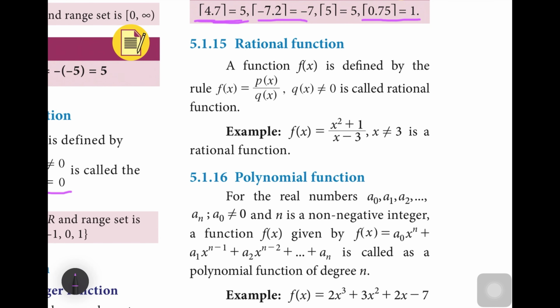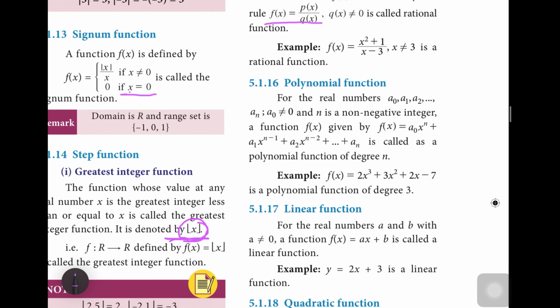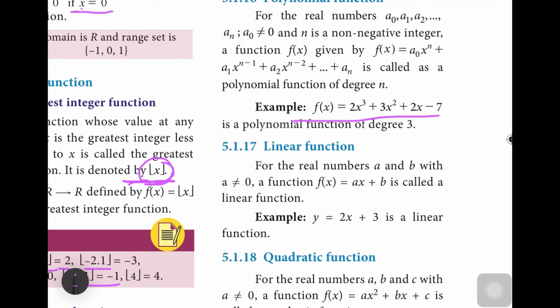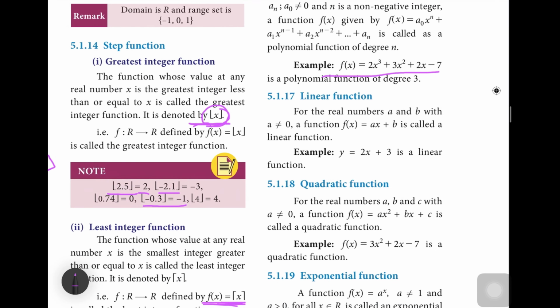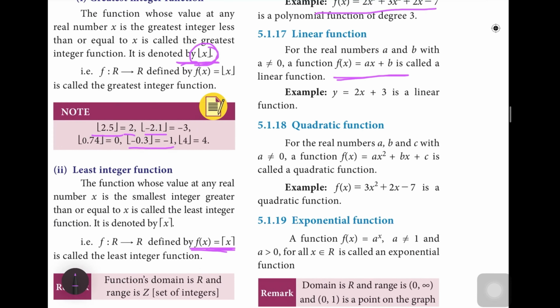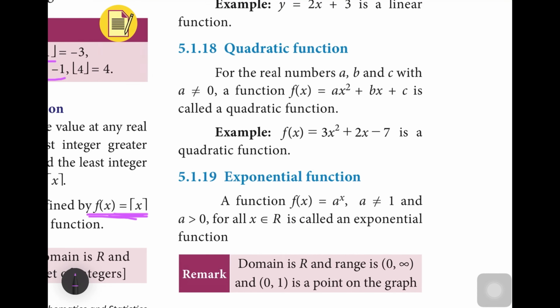Rational function. A function of the form f of x is equal to p of x by q of x is known as a rational function. Polynomial function. If f of x is a polynomial, then we call it a polynomial function. Linear function. If it is of the form f of x is equal to ax plus b, then we call it a linear function. Similarly, quadratic function. If it is a quadratic equation, we call it a quadratic function.